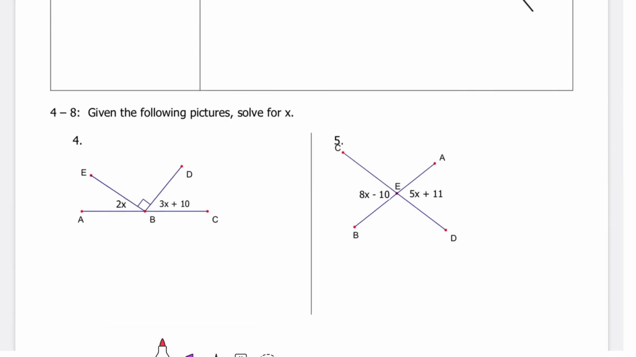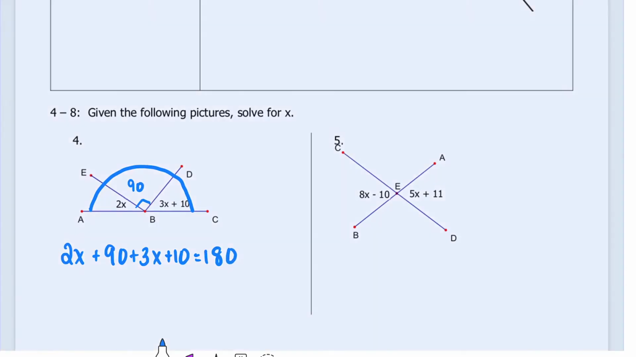And then for numbers 4 through 8, we're just going to solve for x. So when you look at number 4, it looks like all three of these angles add up to 180 degrees because they make a straight line. And I know that this box here represents a 90-degree angle. So I'm going to create an equation, 2x plus 90 plus 3x plus 10, all equals 180. And I'm going to solve for x.